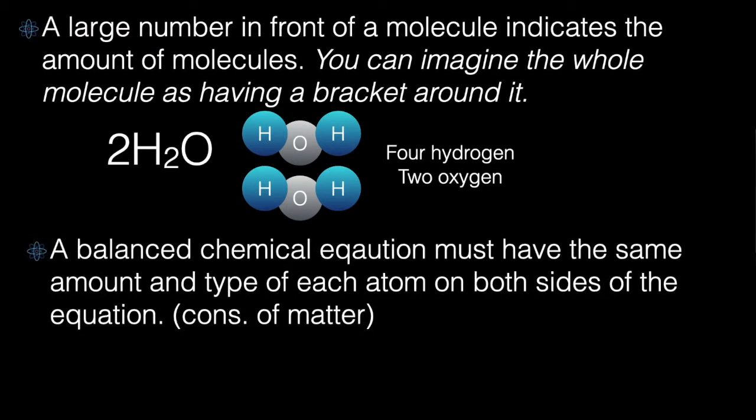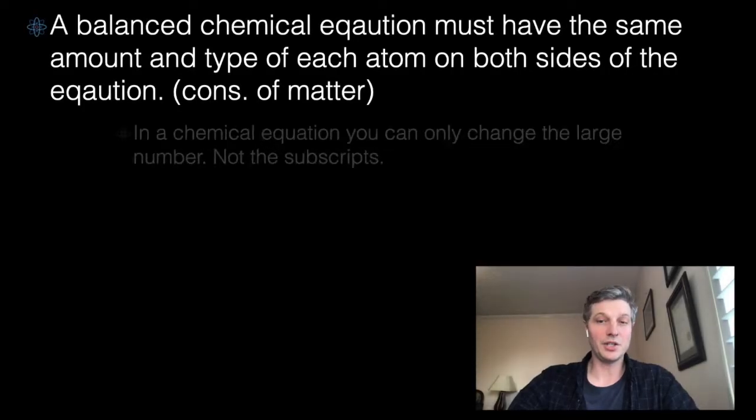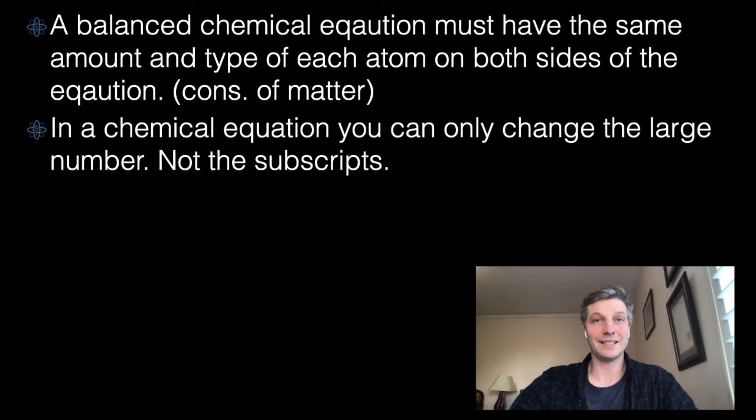A balanced chemical equation must have the same amount and type of each atom on both sides of the equation. This is based off this law we looked at a second ago, the conservation of matter. So in a chemical equation, you can only change the large number out the front, not the subscripts. Let's work through some examples and you'll see why that's the case.